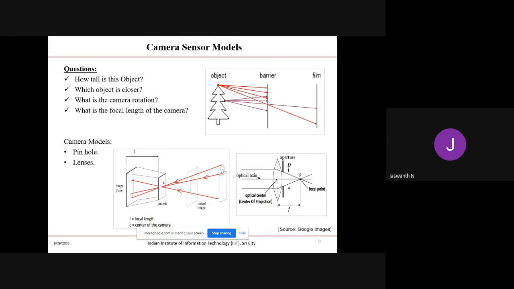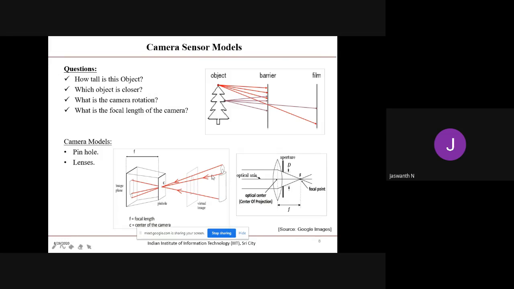Now, given an image, we have to answer a few questions like how tall is this object, which object is closer to the camera, what is the camera rotation angle, and what is the focal length of the camera, etc. As you can see from the top figure, the tree is an object, and the light rays projected from the object of interest are captured and projected onto a 2D film inside your camera, which you can clearly see in this figure.